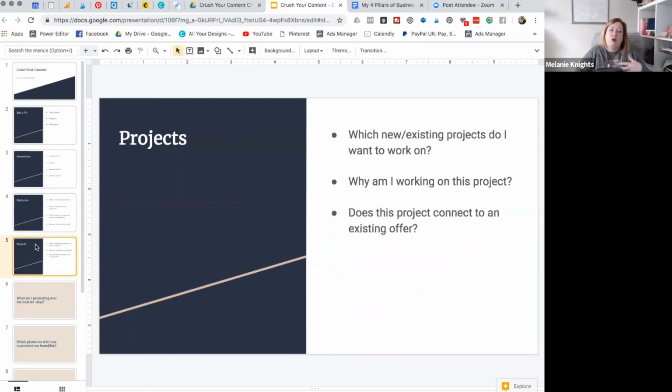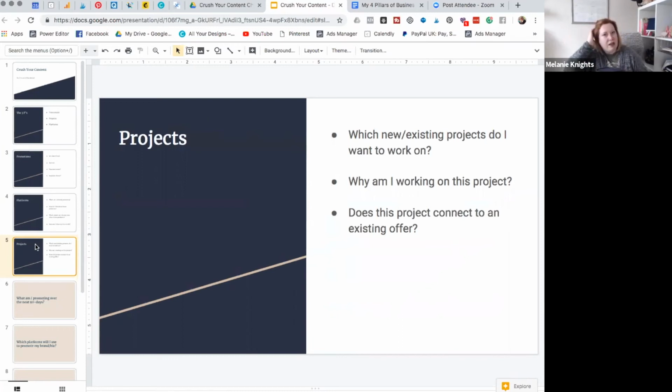And so when it comes to our projects, what I ask you to do is look at what it is that you want to work on and why you're working on it. Why do you want to work on this project? Is this something that excites you? Is it something that's connected to an existing offer? Is it a complimentary freebie or a complimentary tripwire or something that's going to fit into a sequence or fit into a funnel that's going to help your audience and going to tell them a story?